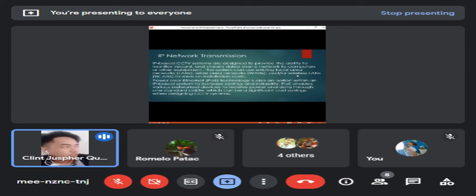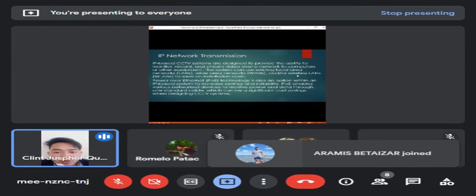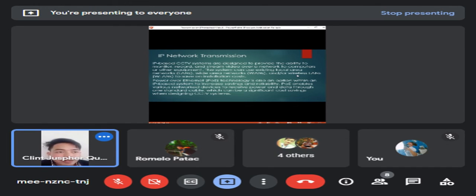Since the IP network class, I forgot to mention, the IP network transmission is either wireless or wired. It can be wired or wireless. The difference is that the IP network transmission uses an internet protocol, like 192.168.8.1 or 255.255. You have seen those numbers. So it is used first in IP network transmission. So it is either wired or wireless.